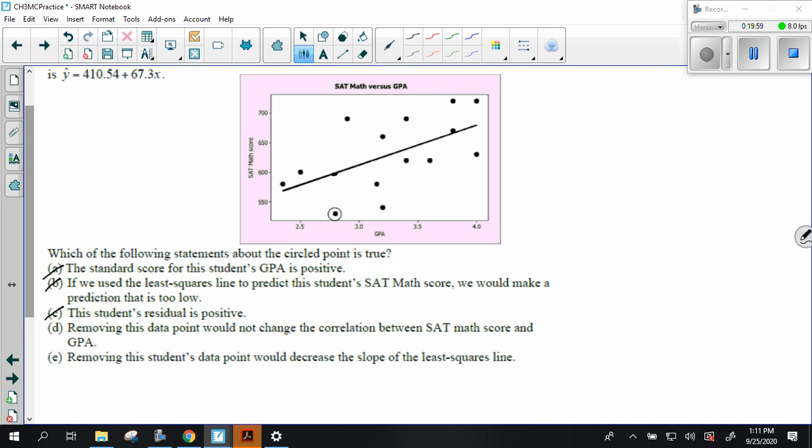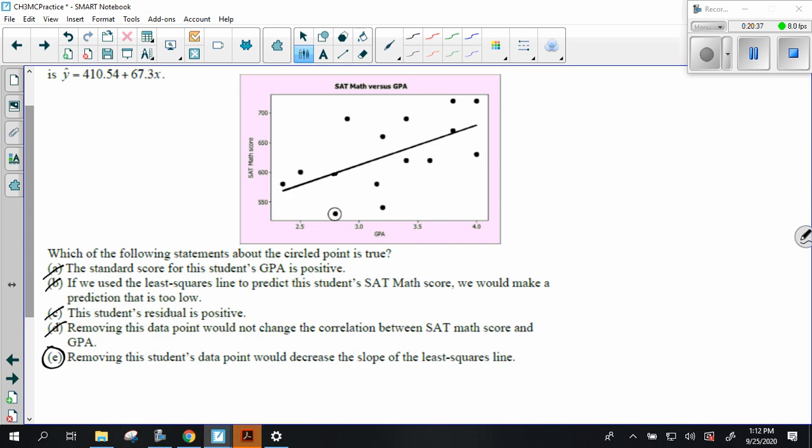All right, removing this data point would not change the correlation. No, it would definitely increase the correlation if we removed it, because that is a fairly extreme value. Let's just read this and make sure it's right. Removing this student's, oh yeah, it would decrease the slope. Yeah, because it is pulling the slope down, right? Since it's below, it's pulling the slope down. And if we were to get rid of it, our slope would increase. Awesome.